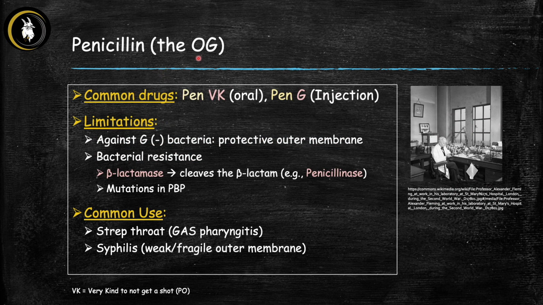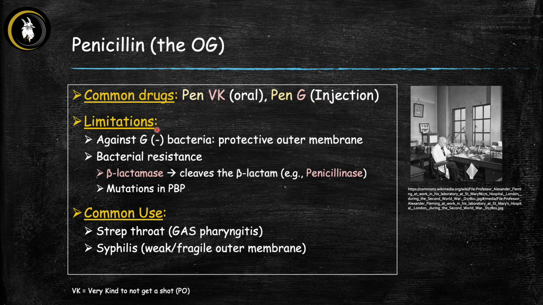All right, so penicillin is the OG because it was the first antibiotic that was discovered by Alexander Fleming. The 2 common drugs are penicillin VK, which is the oral, and penicillin G, which is the injection form. The way I remember is I just imagine that VK stands for very kind, and it's always very kind not to get a shot. So I remember that this is the oral one, whereas penicillin G is the one that's an injection or a shot.